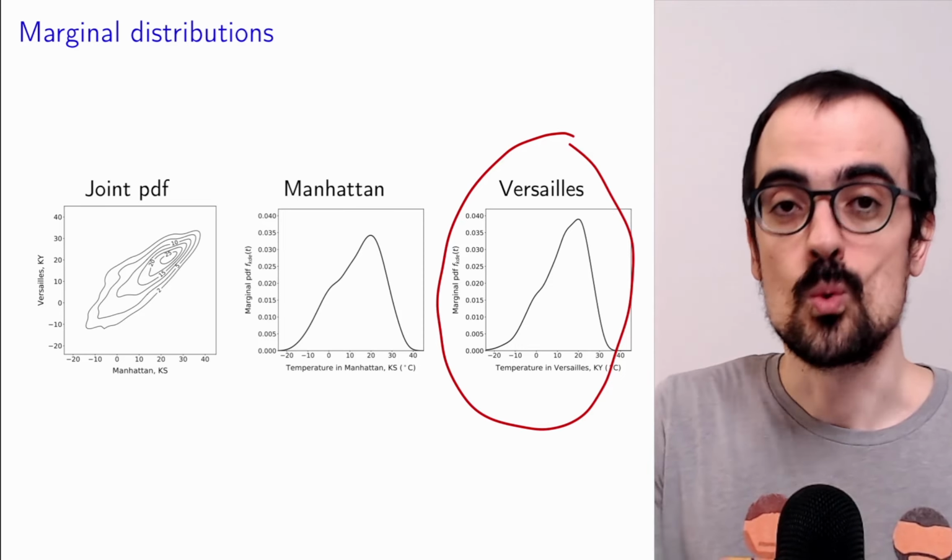Because you have to remember what the marginal PDF actually means. It's the behavior of that particular variable. So if you just have the data for that variable, you can compute its density directly. Hopefully that makes sense. And you're going to obtain a very similar result.